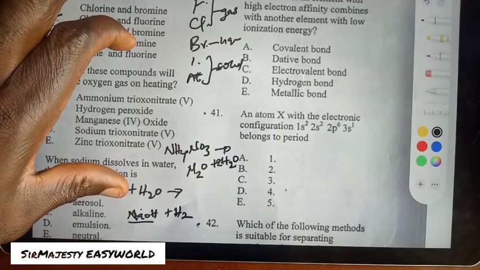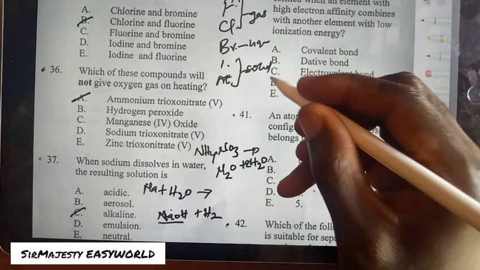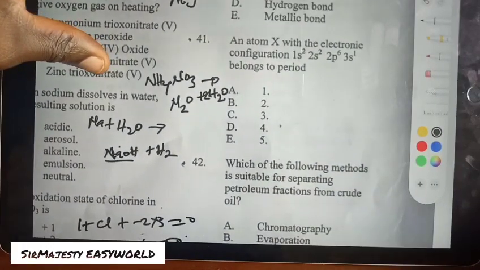Question first, it says, what type of bond will be formed when an element with high electron affinity combines with another element with low ionization energy? Let's be careful here. High electron affinity means that particular element can easily accept electron. Then low ionization energy means that you can easily knock out electron from that element, which means this is a combination between non-metal, those that have high electron affinity, and metals, those with low ionization energy. Therefore it is electrovalent. So electrovalent bond is the answer.